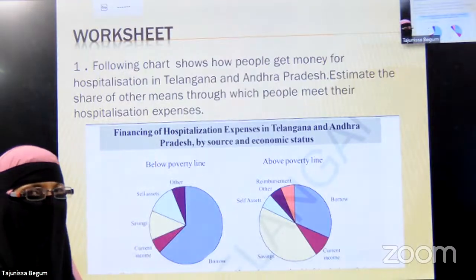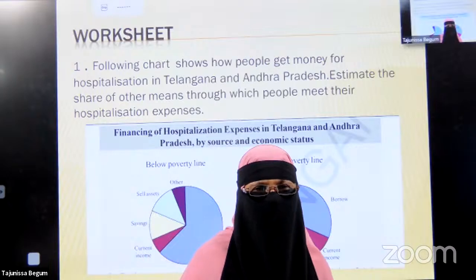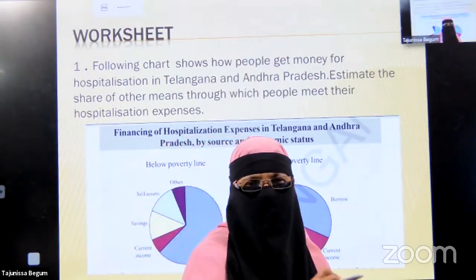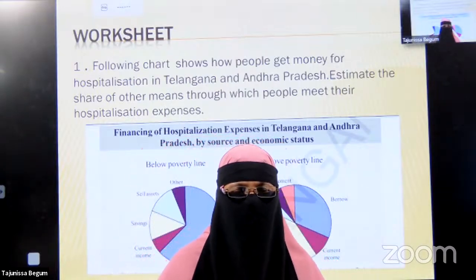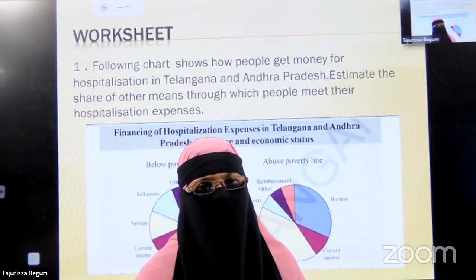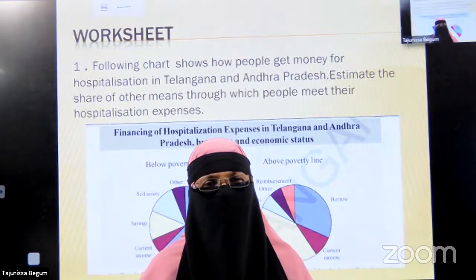I told you there are two sectors for the health sector. What did I say? Private sector and public sector. Now, which sector is earning more money? The private sector is earning more money. How is it earning more money? Why are the people below BPL, below the poverty line? What is the reason for that?